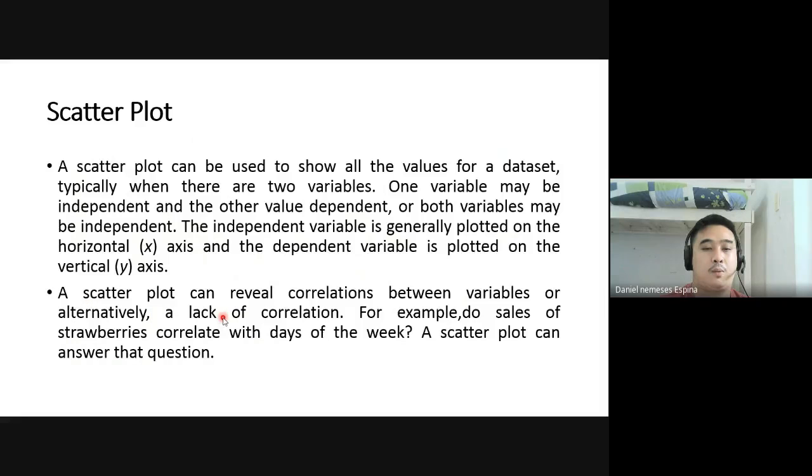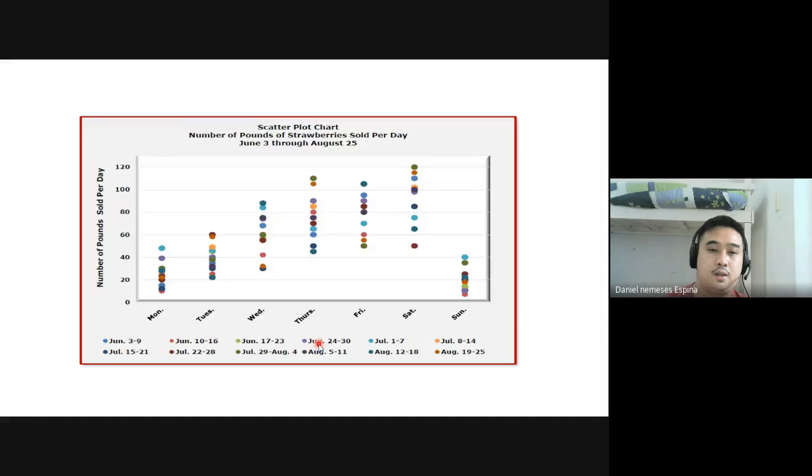So sa scatter plot pa lang daan, makaibaw na ka whether it has a chance of being correlated or not. So for example, do sales of strawberries correlate with days of the week? So a scatter plot can answer the question. So this is an example of a scatter plot.